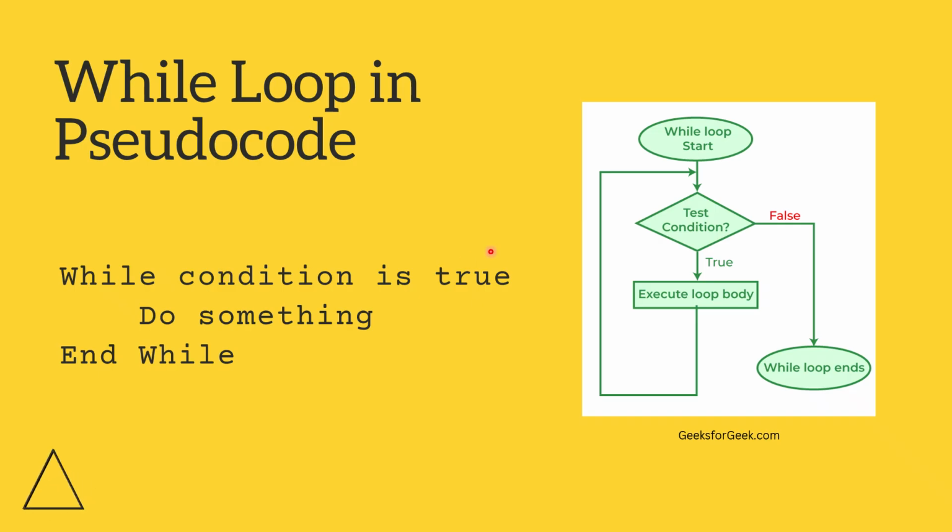While condition is true, then we're going to do something, and then end while. Okay, so this is sort of like the flowchart for that. The while loop starts, it tests the condition, like in our example, are there more dishes to wash? If true, then we execute the loop body. It comes back up and then it tests the condition again and just keeps looping. Once this test condition becomes false, then the while loop ends.